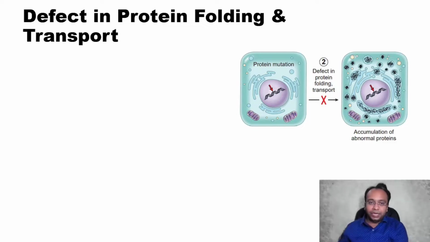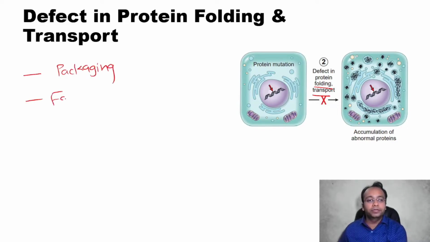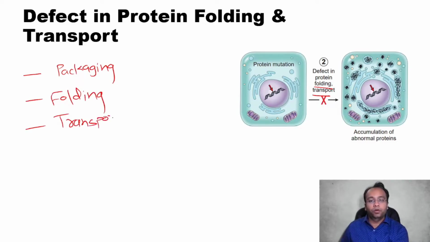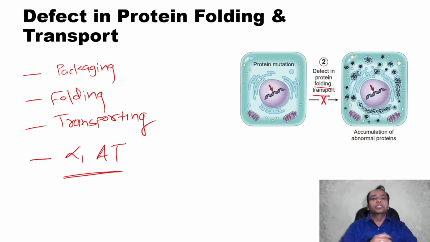All right. The second mechanism is defect in the protein folding and transporting. Here there is a problem in the packaging, folding, and transporting of certain proteins, and it can be seen because of mutation in the protein, right? Here there is a problem in the packaging, folding, and transporting of the affected protein, and it's commonly due to an abnormal mutated form of protein. The common example is alpha 1 antitrypsin accumulation within the cell.